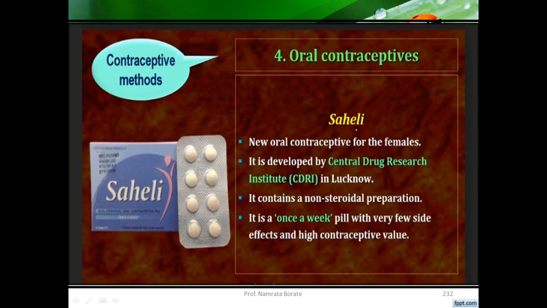An example is Saheli. It is a non-steroidal oral contraceptive for the female. It was developed by the Central Drug Research Institute in Lucknow. It contains a non-steroidal preparation. It is a once-a-week pill with very few side effects and a high contraceptive value.